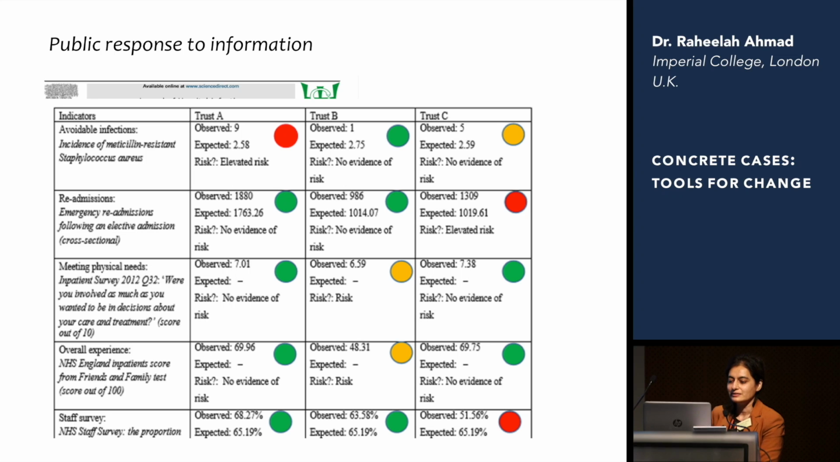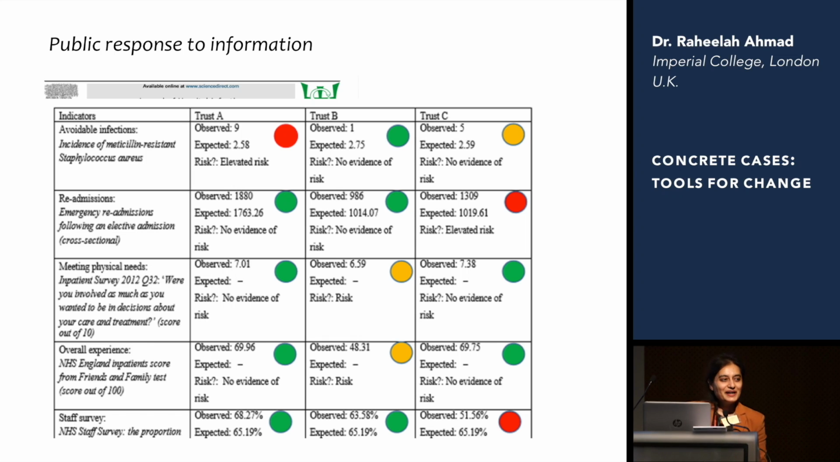This is the survey in England. And the last one is about staff. How satisfied are the staff that work in that hospital? Okay. So the red, amber, green obviously: red means worse than expected, green means better than expected, and the orange, amber is, you know, not looking good, but not as bad as red.